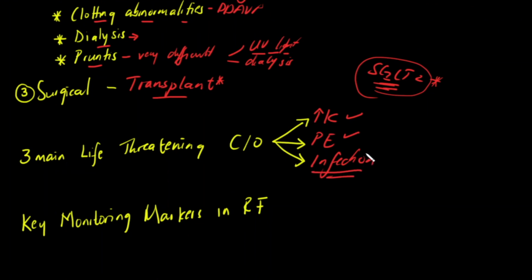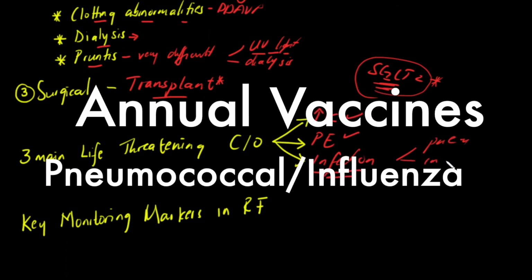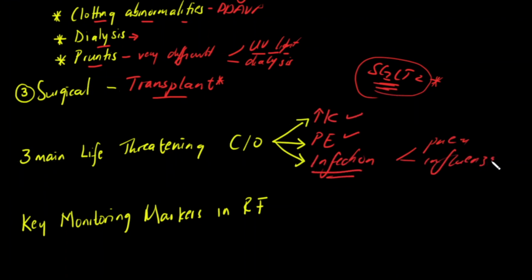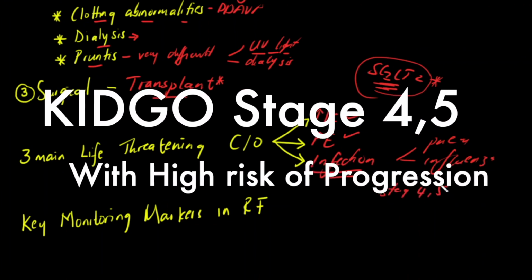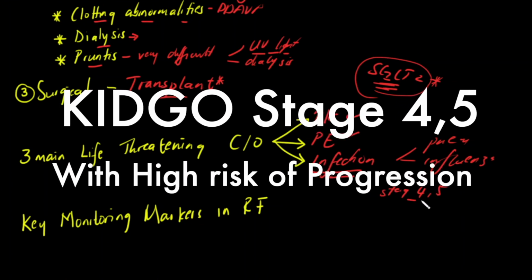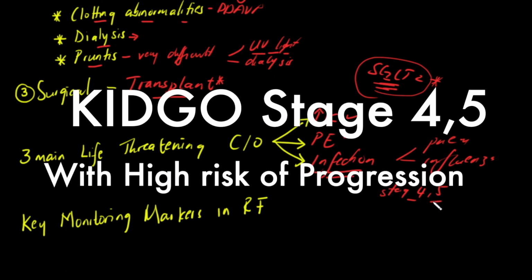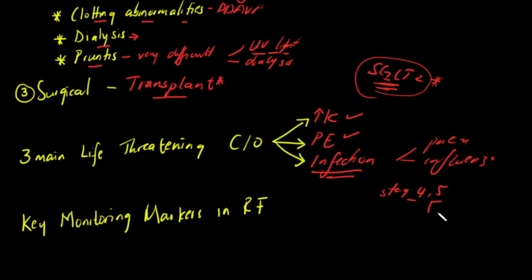It is recommended that every patient with chronic kidney disease gets annual vaccination against pneumococcal and influenza. That's one. However, in patients with stage 4 and 5, according to the KDIGO recommendations, if the patient is in stage 4 or 5 and they're at high risk of CKD progressing, you also have to immunize them against hepatitis B. So that's very useful to know. Remember, patients really die of infections, so we want to prevent these infections to start with.